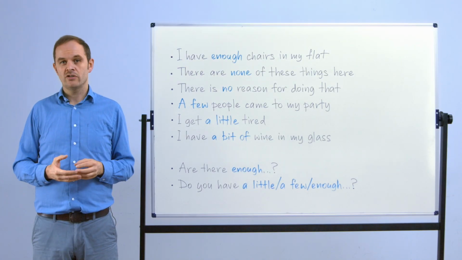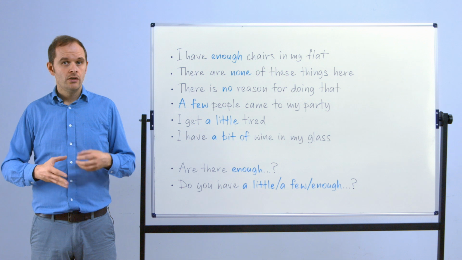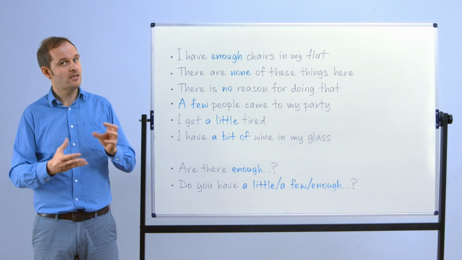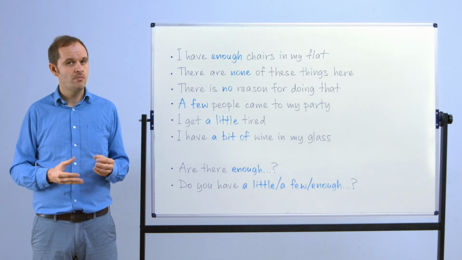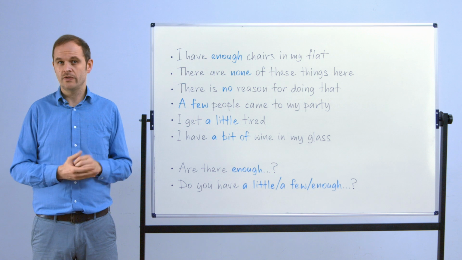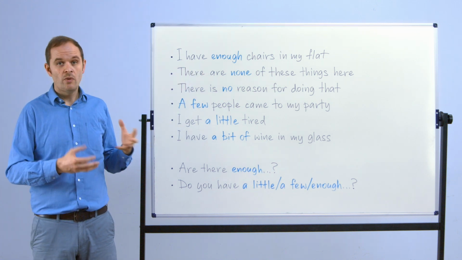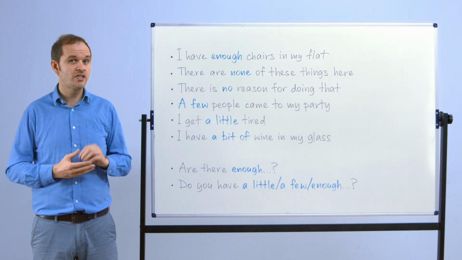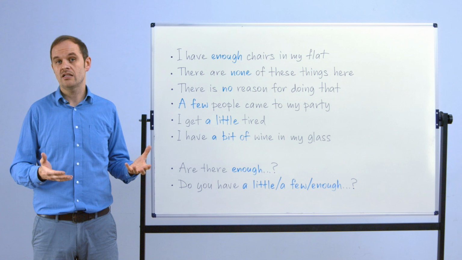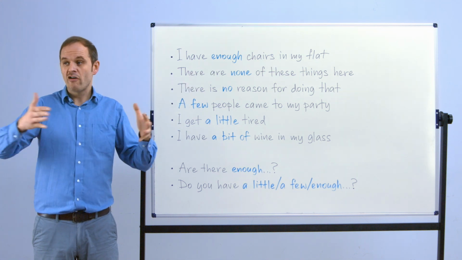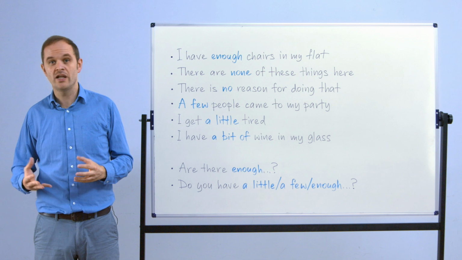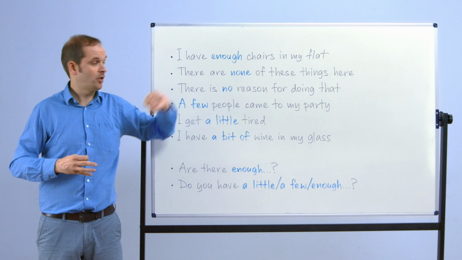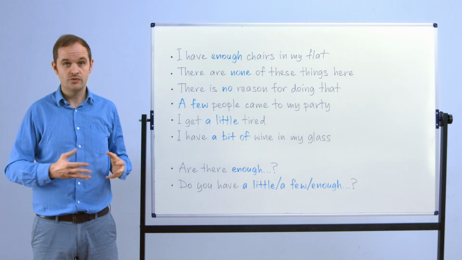To be even more accurate with your descriptions of quantities in English, you can also use some of the phrases we're going to look at now. The problem with some of these phrases is that they are not necessarily as clear as they seem. But first of all, we're going to start with a very useful expression in English, and that's enough. Enough is very useful because it describes the exact number that we need. For example, I have enough chairs in my flat. So in this person's flat, there are enough chairs. There's not too much, there's not too many. He has exactly what he needs. Enough can be used with countable plural nouns, but it can also be used with uncountable nouns.